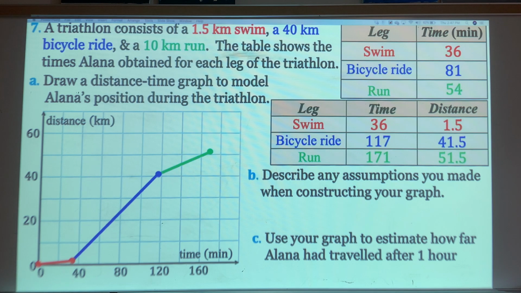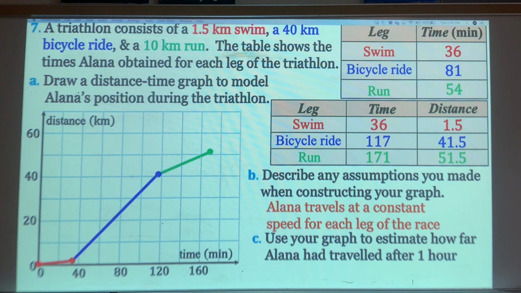Next section. Describe any assumptions that you made when constructing the graph. The assumption you probably made was that they travel at a constant rate of speed. That's a pretty good assumption, probably true. Typically, though, you don't travel at a constant rate of speed, because you go up hills, you go down hills, you go on flat land. So you can go at different speeds during it, but pretty much the beginning and end will be the same.